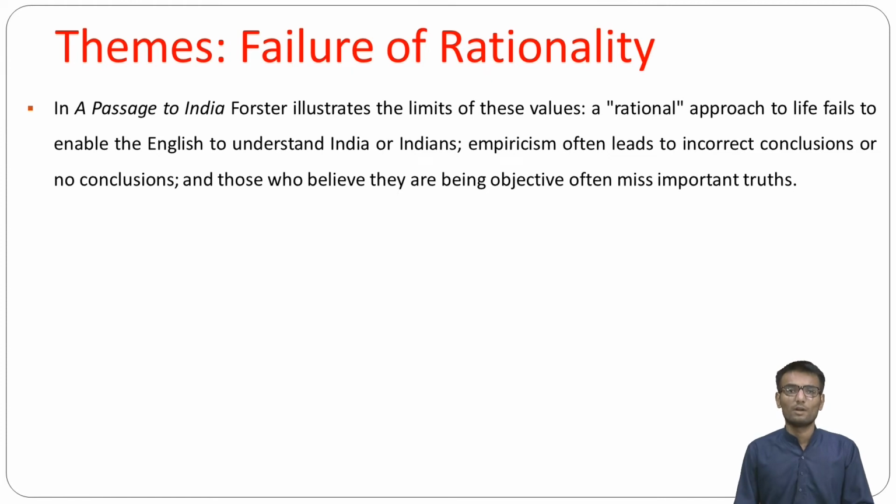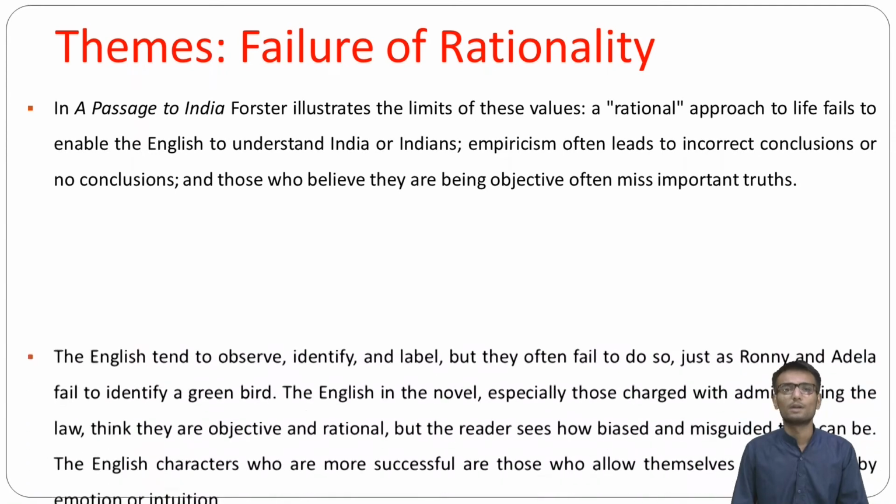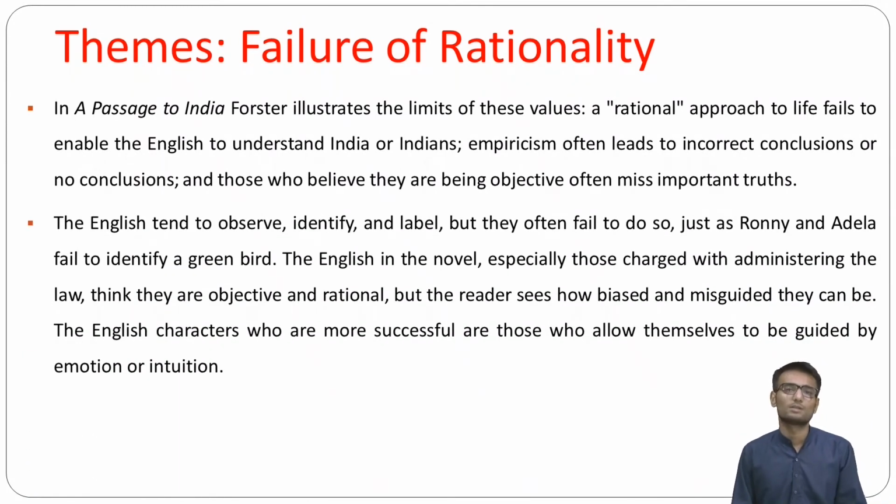Now, in the novel A Passage to India, Forster illustrates a rational approach to life which fails to enable the English to understand India or Indians. Empiricism often leads to incorrect conclusions or no conclusions, and those who believe they are being objective often miss important truths. The English tend to observe, identify, and label, but they often fail to do so, just as Ronnie and Adela fail to identify a green bird. The English in the novel, especially those charged with administering the law, think they are objective and rational, but the reader sees how biased and misguided they can be.